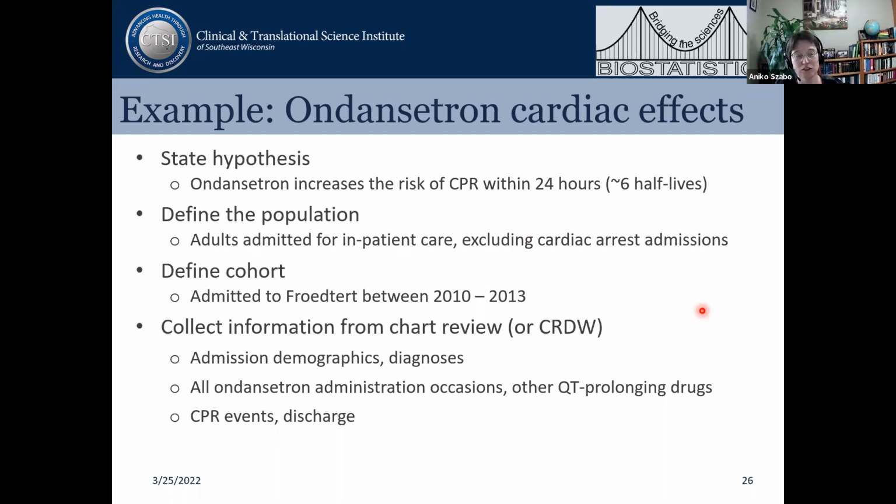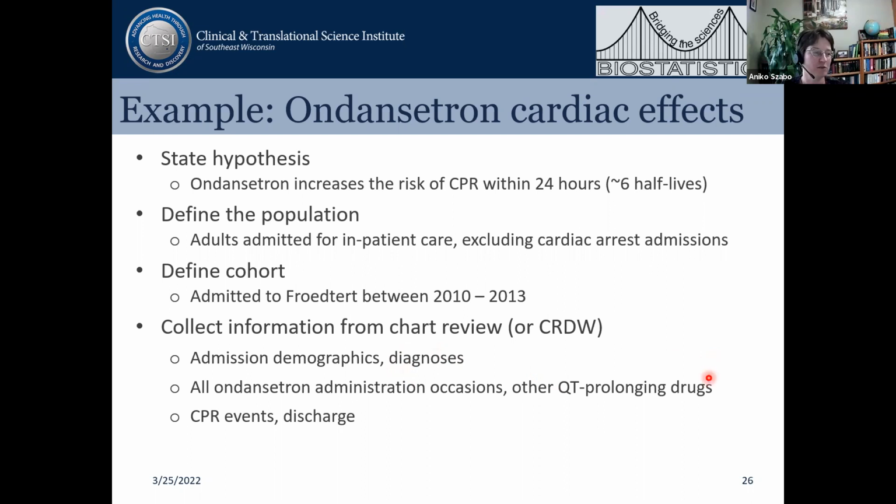Then we want to collect information, either from chart review, but here we actually used CRDW, the Research Data Warehouse. This was one of the very first projects in the CRDW, which was relatively newly available, so we already had lots of data in electronic form. We looked at demographics and the admission diagnosis, because even if ondansetron increases the risk of a cardiac event, it's probably not the major driver. Lots of things affect the risk of CPR, and ondansetron is a small contributor, if any. So we definitely wanted to know what's actually wrong with the patients.